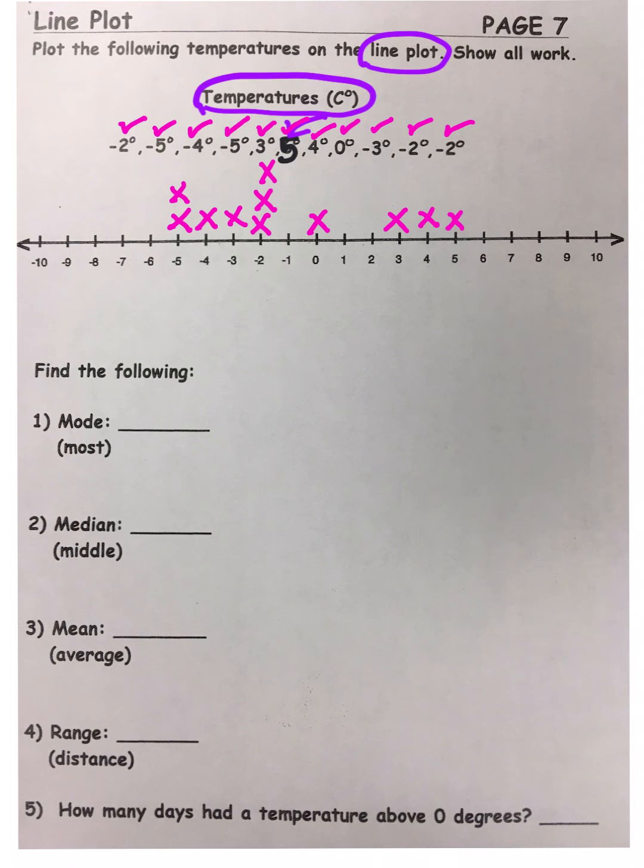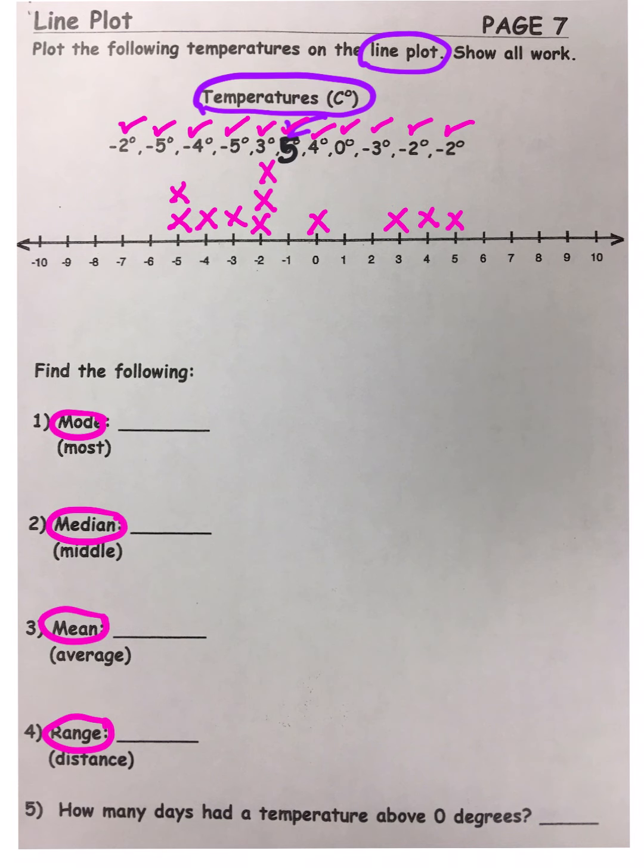When you're ready, we're going to use this line plot to find the mode, which is the most occurring temperature, the median, which is the middle temperature when all temperatures are arranged least to greatest, the mean or the average temperature, and finally the range, the distance between the lowest temperature and the highest temperature.